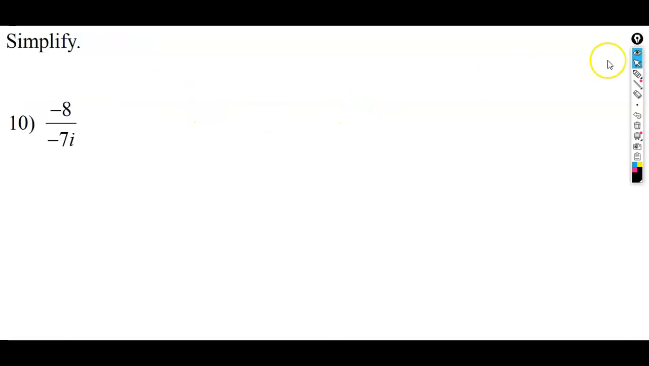Moving on to number 10. In this case, they want us to simplify this. So first of all, the negatives just cancel, right? That's pretty simple. However, in this case, remember, i equals the square root of -1, right? So since i is equal to the square root of -1, that means we have a square root in the bottom. And if you remember what we talked about on an earlier problem, you're not supposed to have square roots on the bottom. And what we did to solve that problem was you multiply the square root by itself.